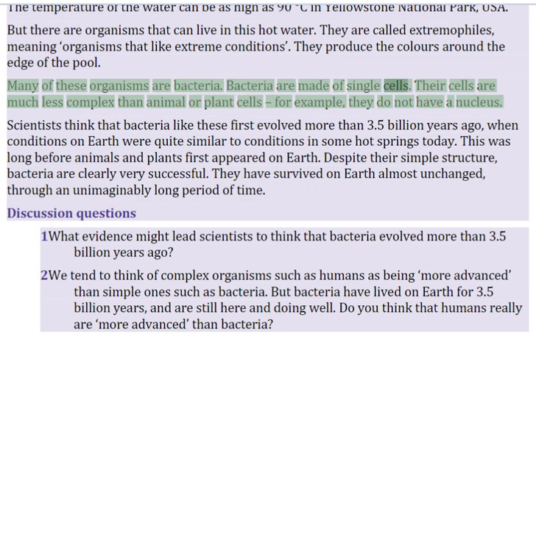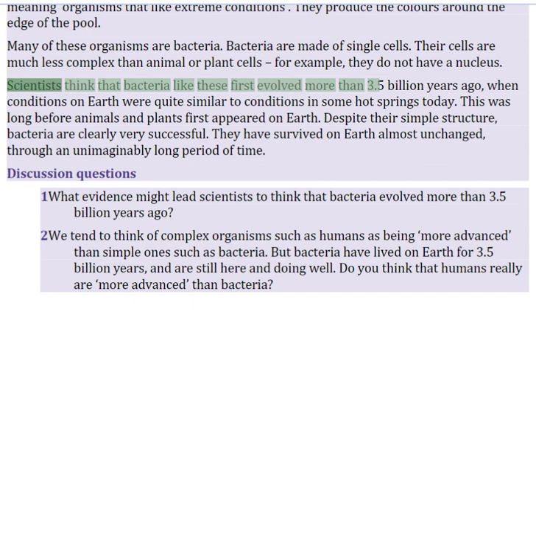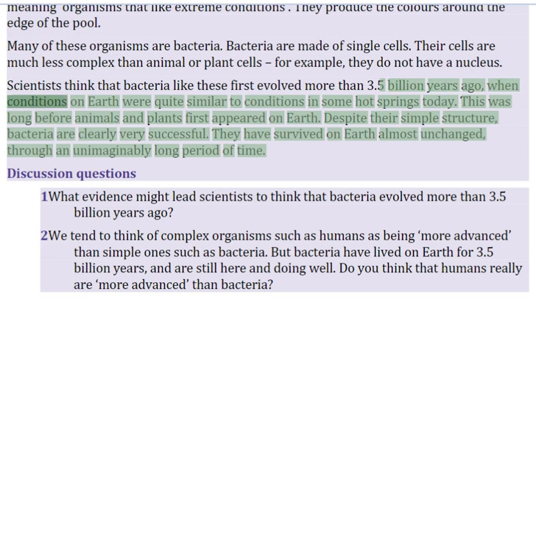Bacteria are made of single cells. Their cells are much less complex than animal or plant cells. For example, they do not have a nucleus. Scientists think that bacteria like these first evolved more than 3.5 billion years ago, when conditions on Earth were quite similar to conditions in some hot springs today.